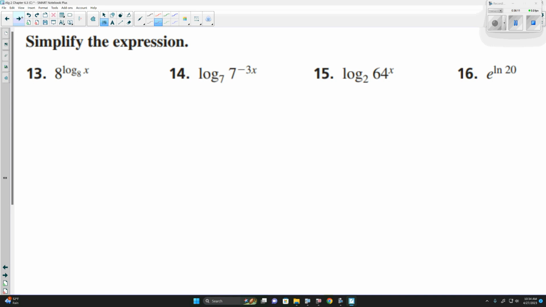So we'll look at these three here. Now, the first one, 8 to the log base 8 of x. Well, the number we're putting the log to and the base inside the log are the same. So this all reduces out, leaving us with what? x. Questions on this here? The next one, log base 7 of 7 to the negative 3x. Base and what's inside it are the same. So all we have left is negative 3x.